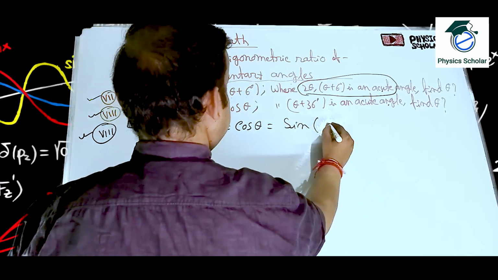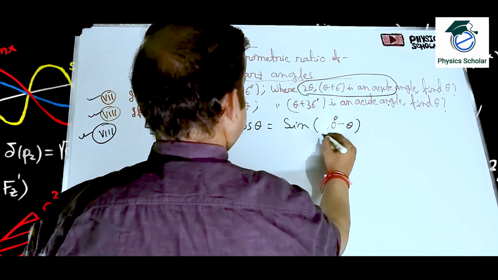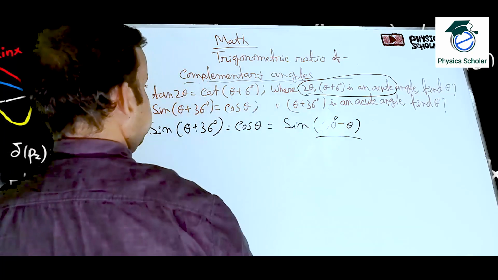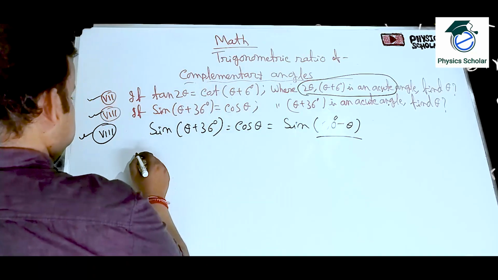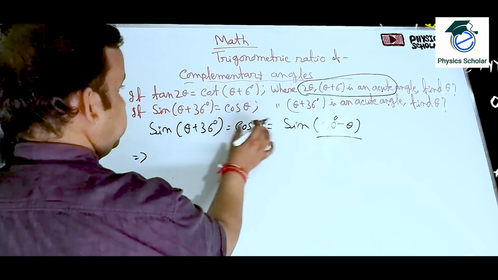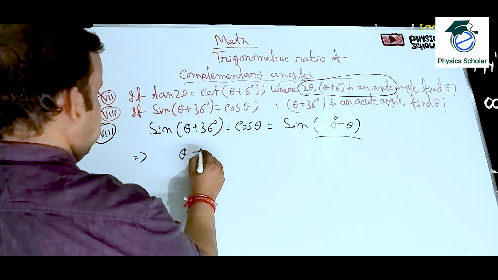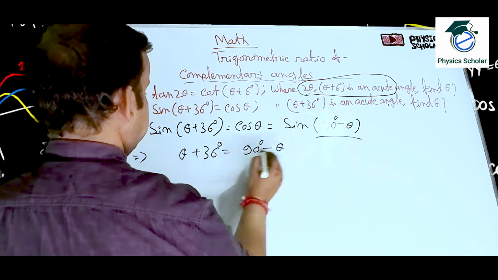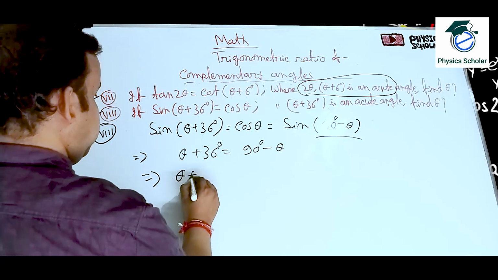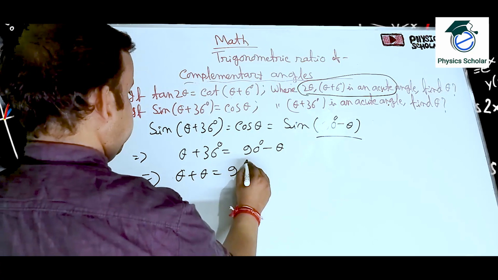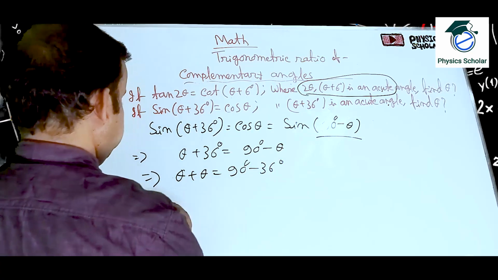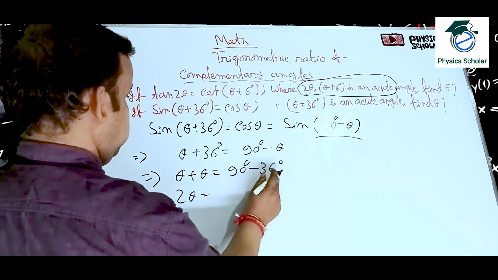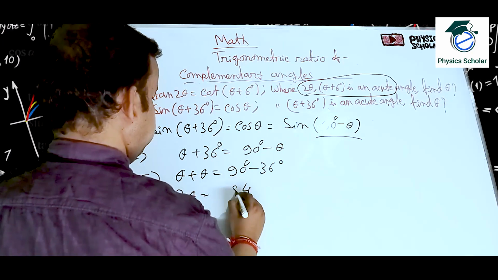Sine of 90 degree minus theta. So same formula, sine of 90 degree minus theta means cos theta. Okay. So now what we can write? So sine this is equal to sine this. Okay, so theta plus 36 degree is equal to 90 degree minus theta. So now theta plus theta is equal to 90 degree minus 36 degree. So that means what? 2 theta is equal to 54 degree.